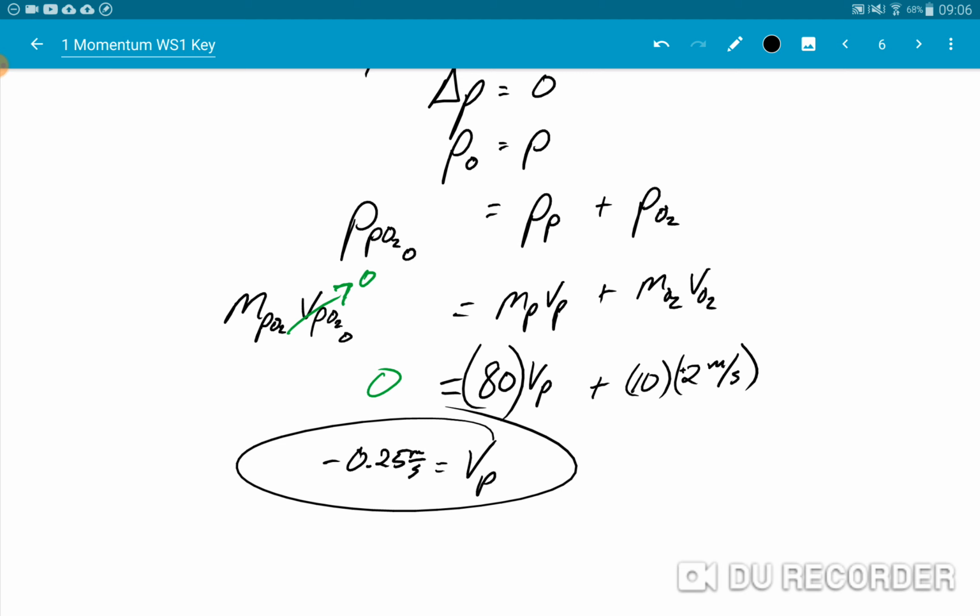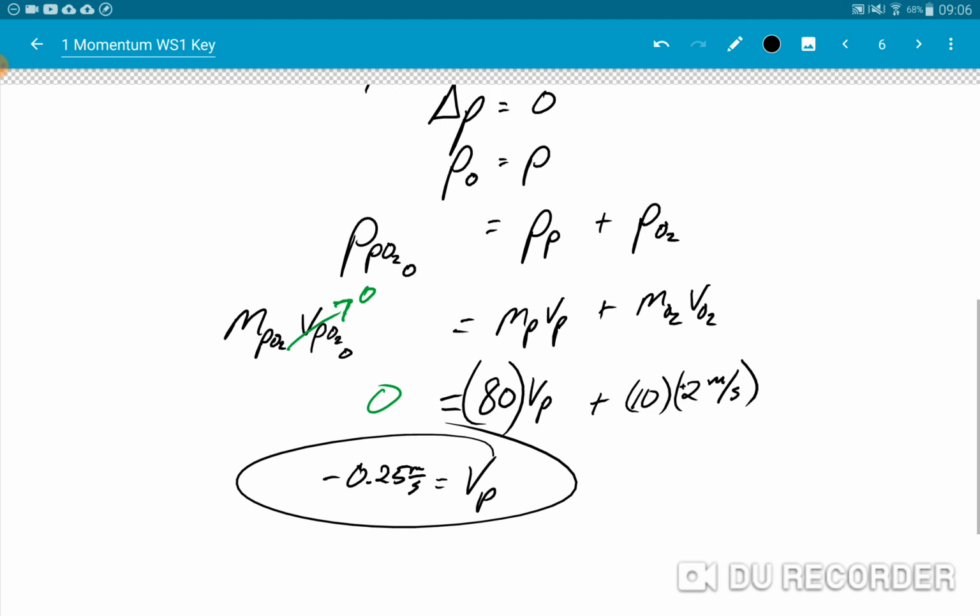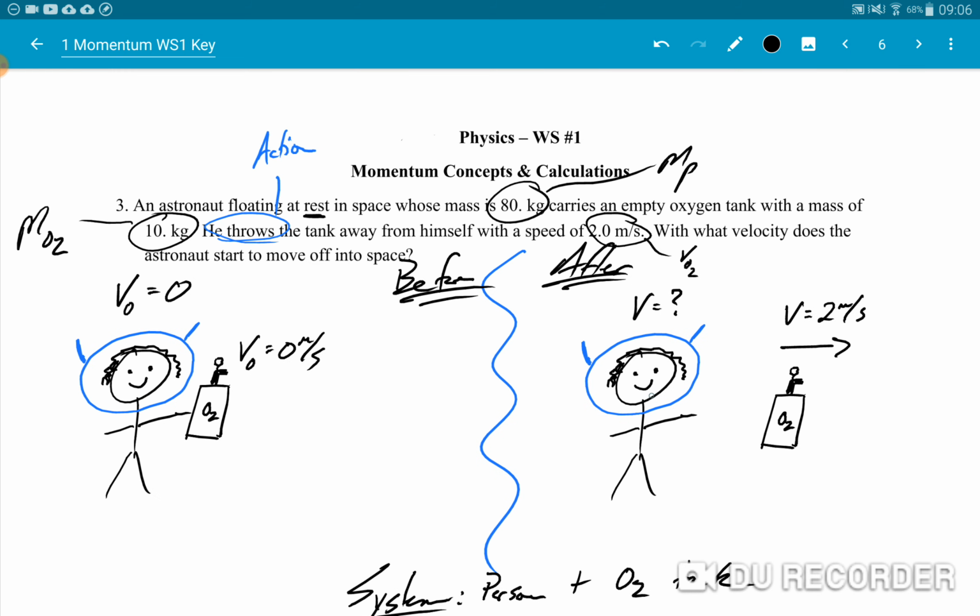Does it make sense that he's going slower than the O2 tank? Well, he is way heavier, 80 kilograms versus 10 kilograms for the O2 tank, so that should make sense. I throw a really light thing away, and I'm not going to be moving as fast as that light thing. I was able to throw that.